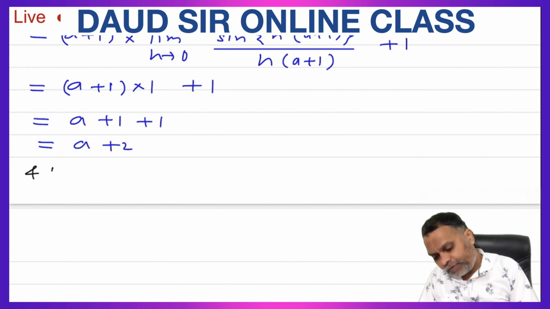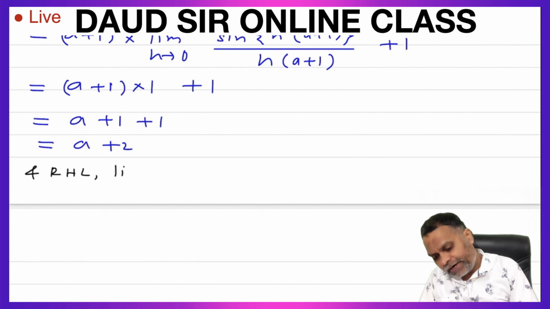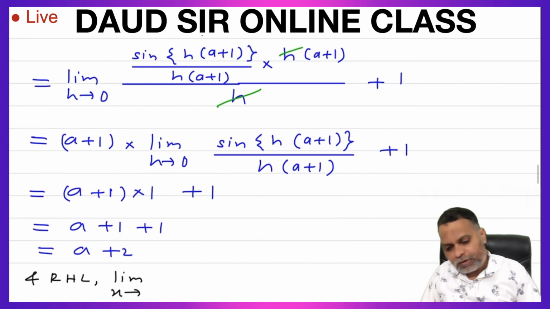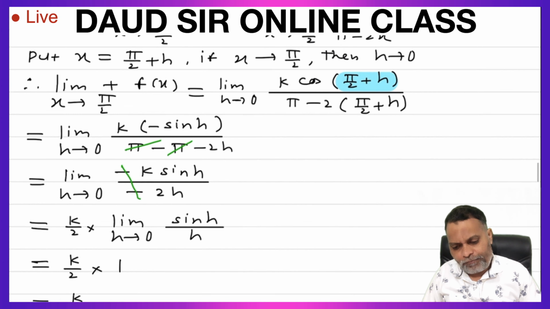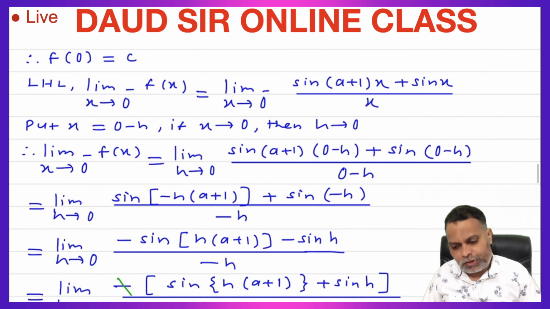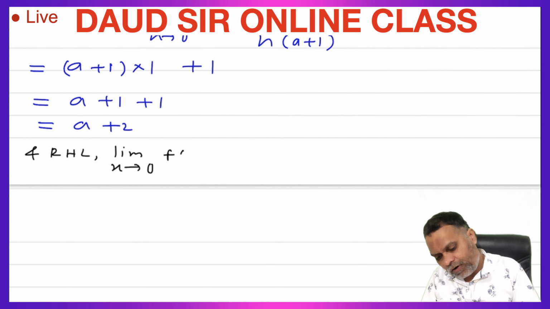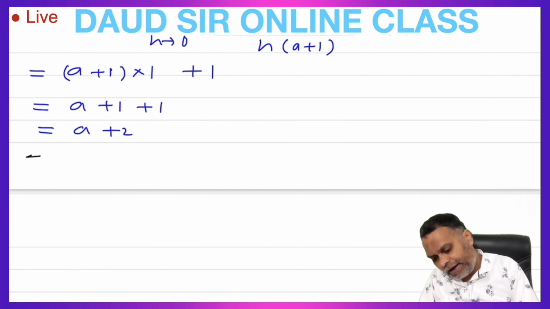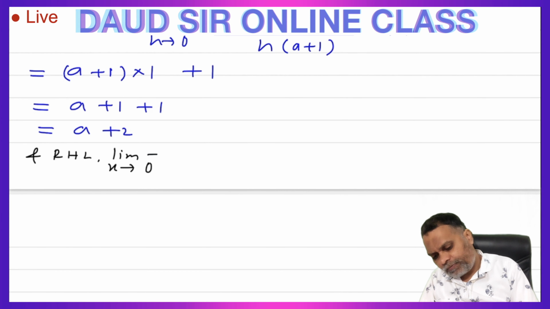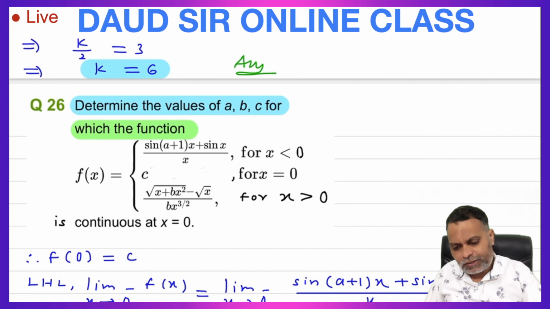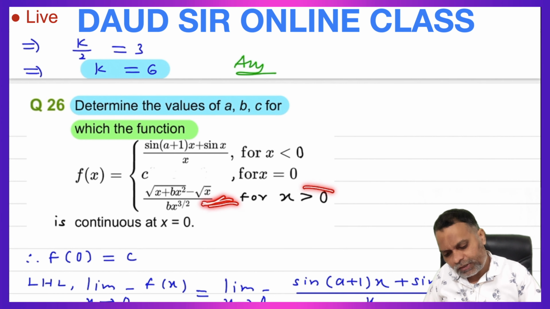And right hand limit, x tends to 0. Limit x tends to 0 of f of x is equal to the left hand limit, and right hand limit x tends to 0 plus of f of x is equal to limit x tends to 0 plus, where x is greater than 0. Here x is greater than 0 for this function.